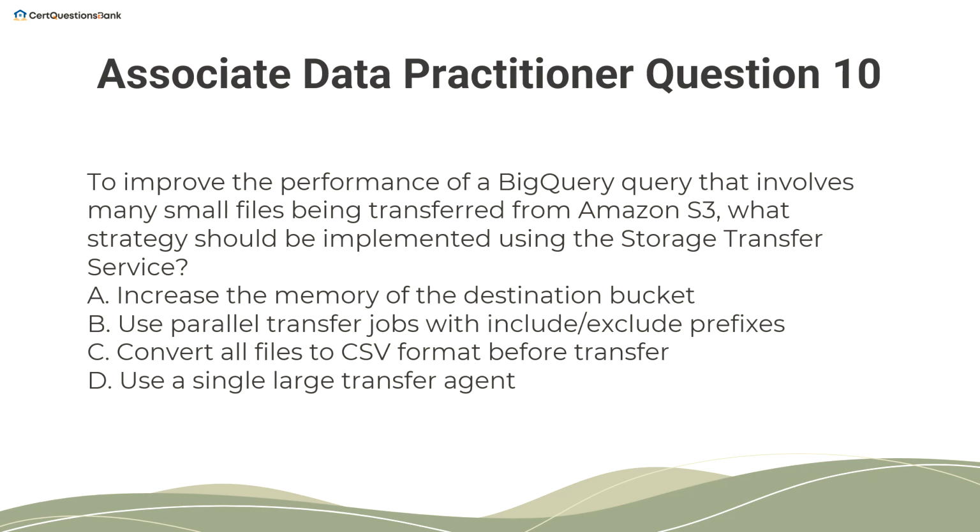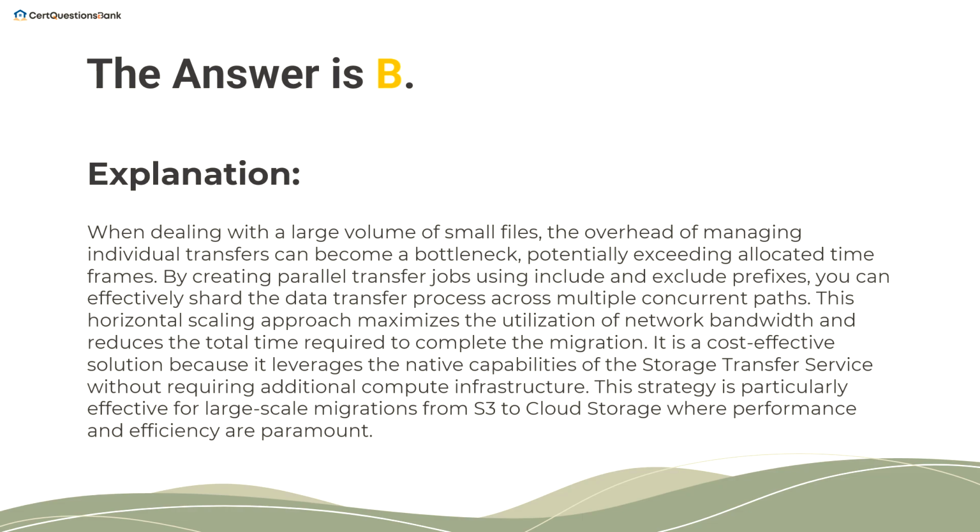To improve the performance of a BigQuery query that involves many small files being transferred from Amazon S3, what strategy should be implemented using the Storage Transfer Service? A. Increase the memory of the destination bucket. B. Use parallel transfer jobs with include and exclude prefixes. C. Convert all files to CSV format before transfer. D. Use a single large transfer agent. The answer is B.